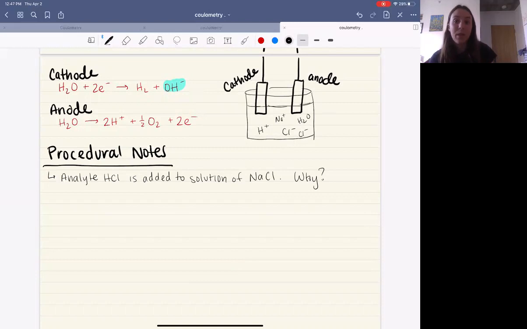Why do we do that at all? Why don't we just stick our electrodes straight into the HCl that we're trying to analyze? It's just a matter of charge transportation. Having those ions in solution helps transfer charges and move electrons throughout the solution.